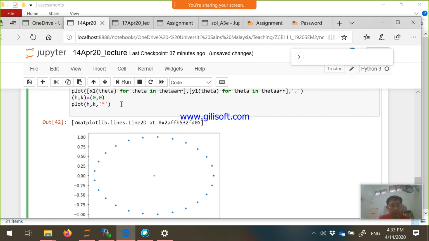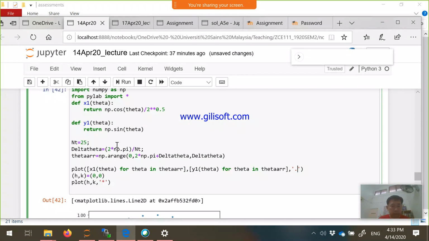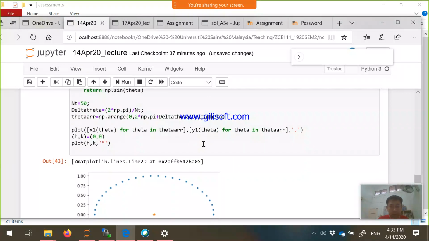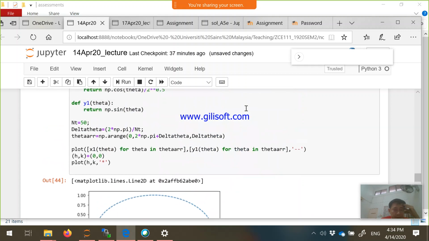Okay, then for this plot, instead of having a dot, maybe I should increase the resolution to, say, 50. Then you can see the points are closer, right? So maybe not a dot, maybe a continuous line. Right, so this is the plot for the first coordinate, for the first parametric plot.